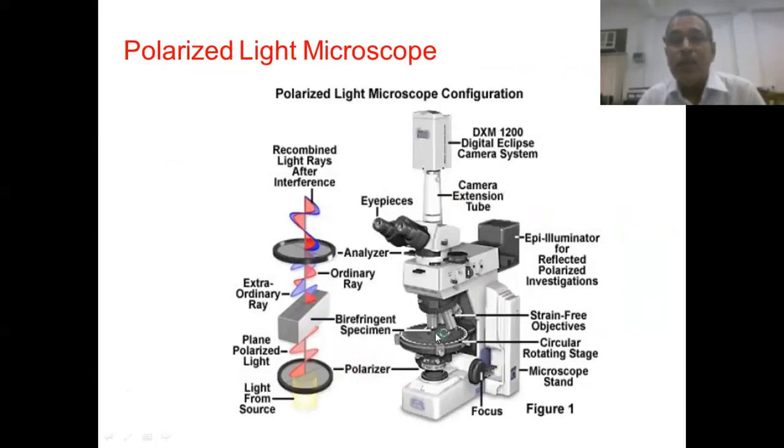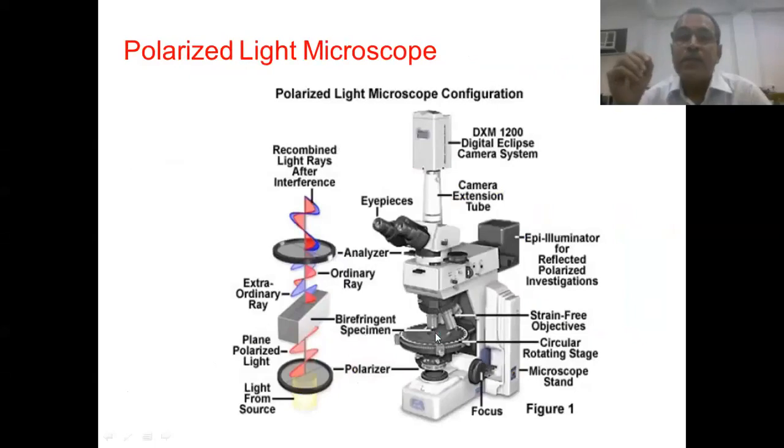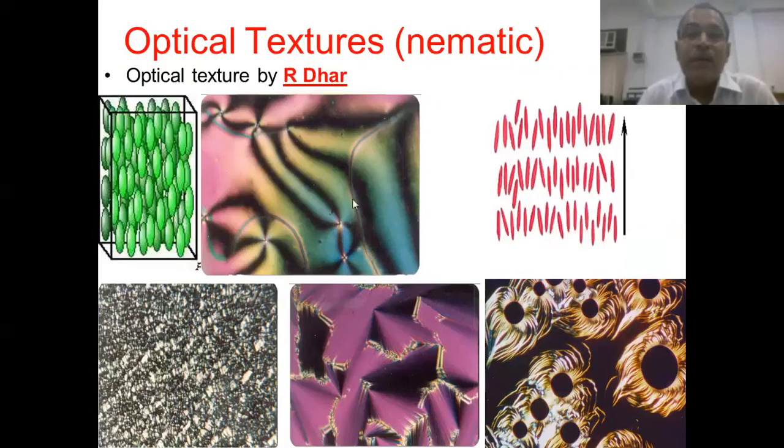And when polarized light passes through the liquid crystalline material, it rotates the plane of polarization of the light at different places in different directions according to the kind of order present in the material. And then we get very specific optical textures, which are characteristic of the liquid crystalline phases. For example, if you have a material showing the nematic phase, this schlieren brush structure is a clear indication that it is a nematic phase.